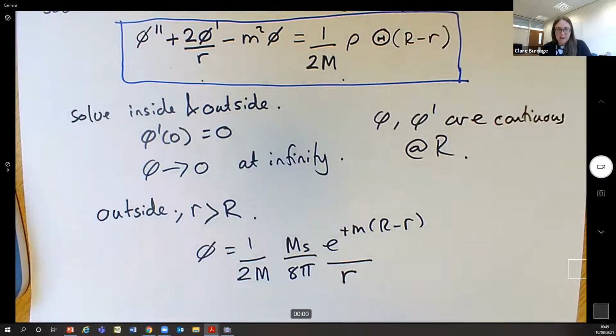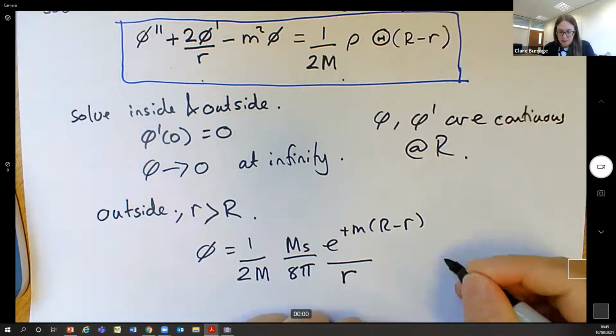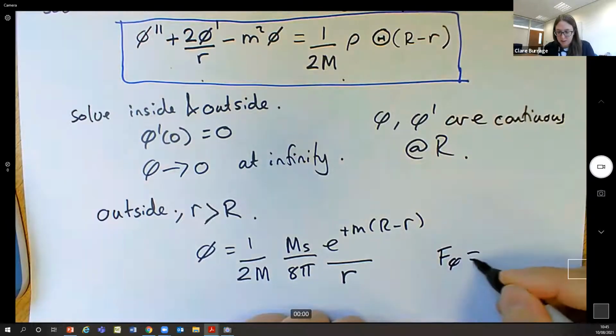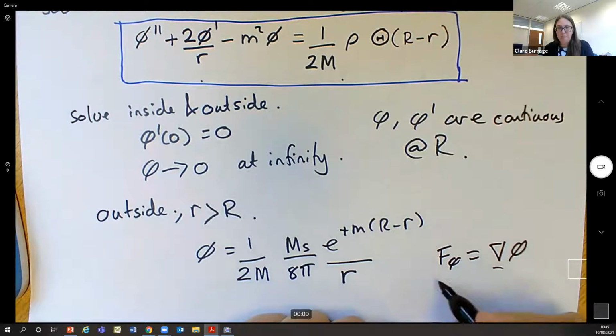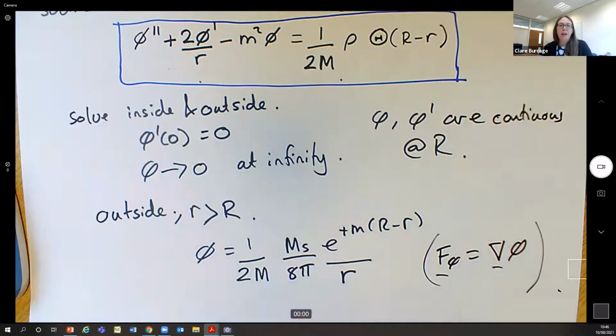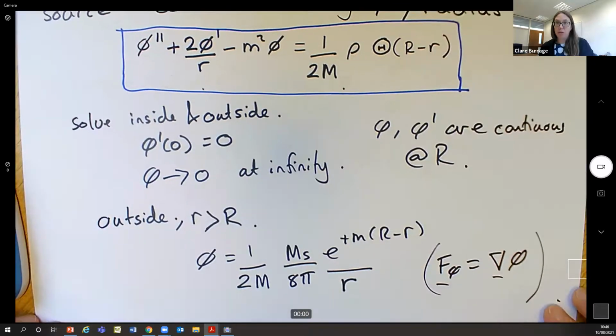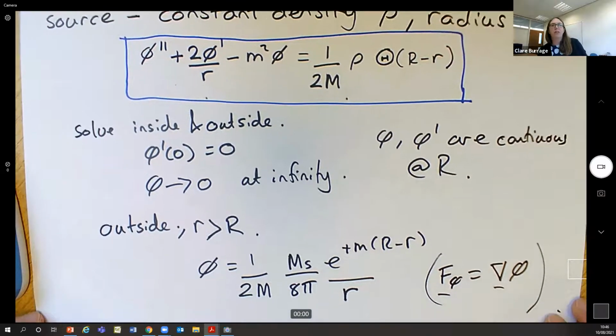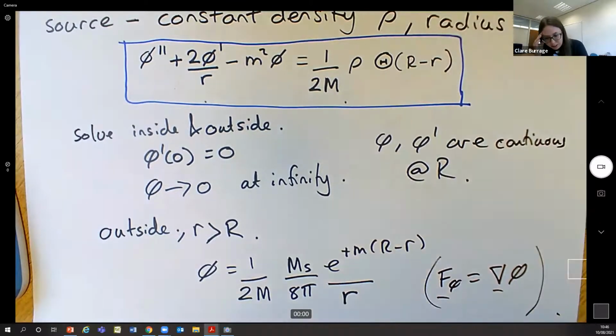So this is our problematic Yukawa potential, if you like, and then the fifth force that it sources is just the derivative of phi, as we've just seen. And this is what we're going to want to modify. But I've sketched this version of the calculation because this is the calculation that we're going to now go back and see how we can alter.